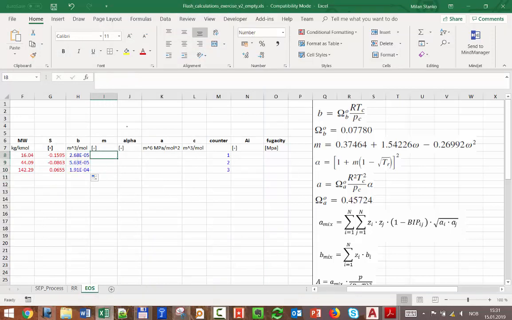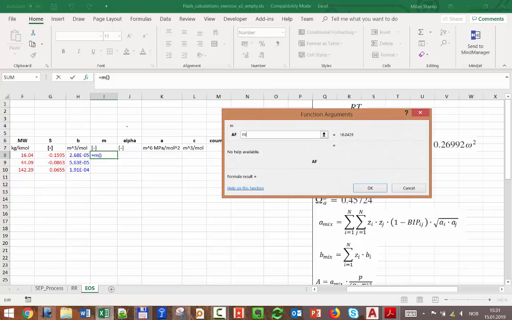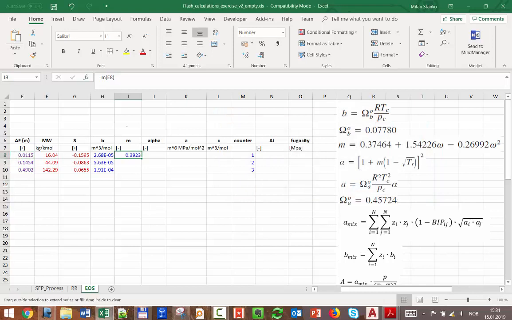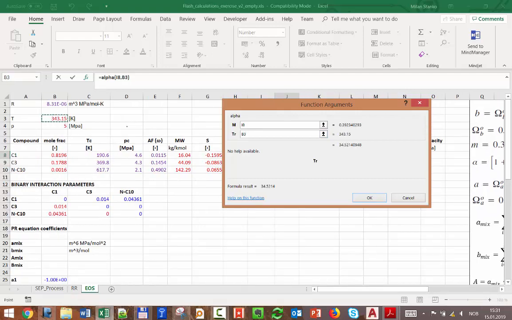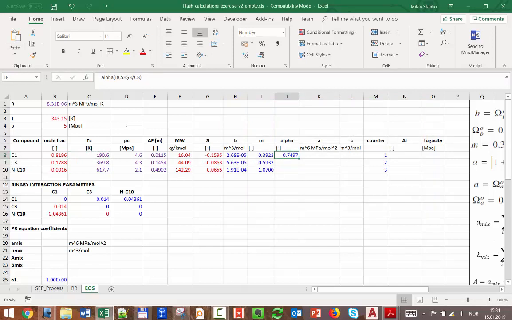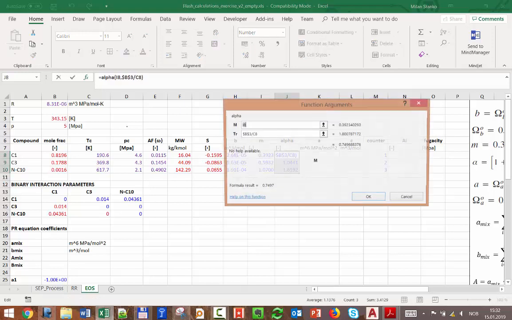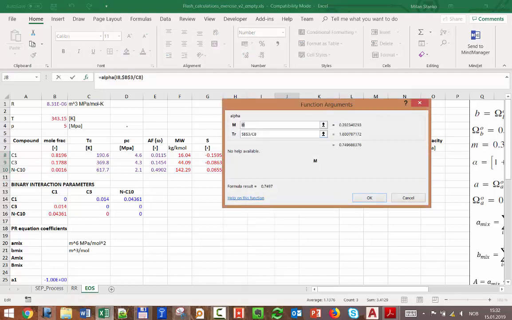Now I have to do M. M is a factor that depends on the eccentric factor, this omega. You also have to make sure that I don't make any mistakes. With this M, I can calculate alpha. Alpha depends on M and depends on TR, and TR is the temperature that I have, which I block, divided by the critical temperature. Just know that here I'm making a calculation inside a function, two things at the same time.